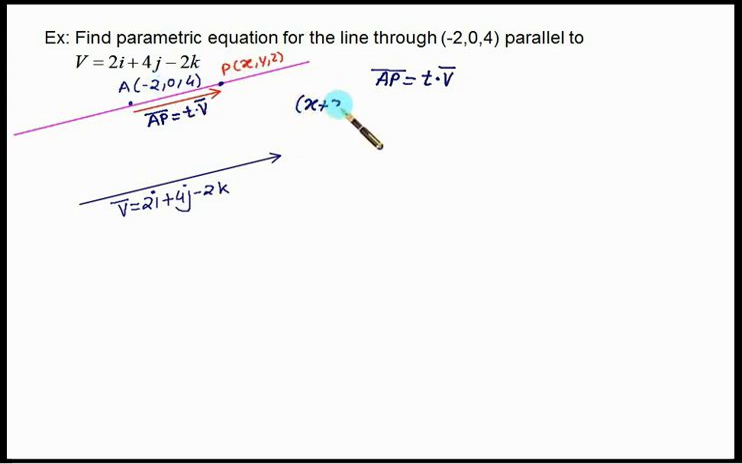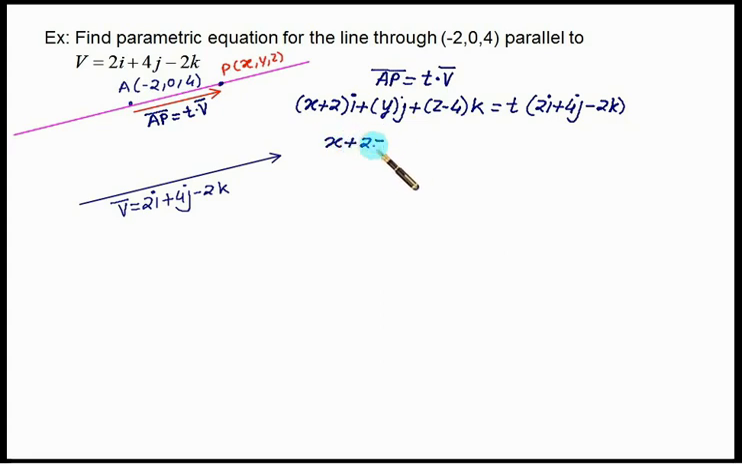x minus minus 2 is x plus 2 i, plus y minus 0 is y j, plus z minus 4 k, is equal to t times v bar, which is 2i plus 4j minus 2k. Now, to solve it further, we'll compare the coefficients of i, j, k. If we compare the coefficient of i, we get x plus 2 is equal to 2t, which can be solved for x as 2t minus 2.